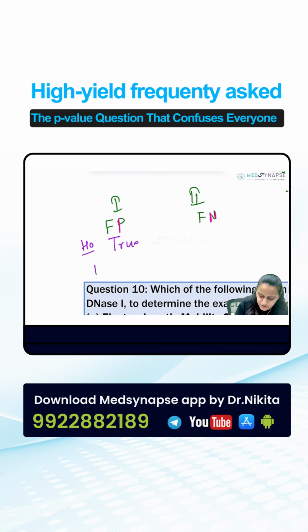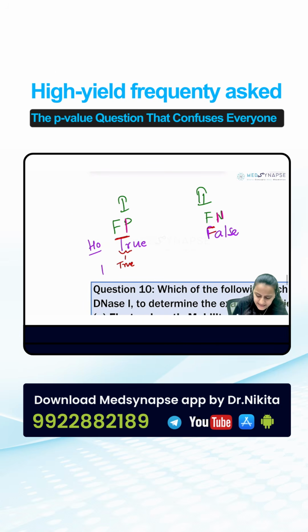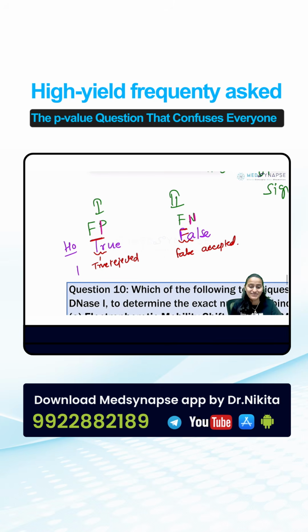So remember it as true and false. How do you remember this? T has one horizontal line, F has two horizontal lines, so 1 and 2. When I say true, remember it is TR, true rejected. When I say false, remember it is FA, false accepted. Okay, it is false accepted. Is this clear with everyone? A quick trick. Correct, you remember the trick.